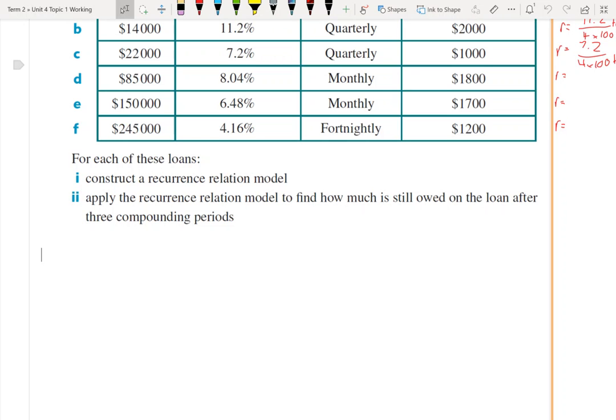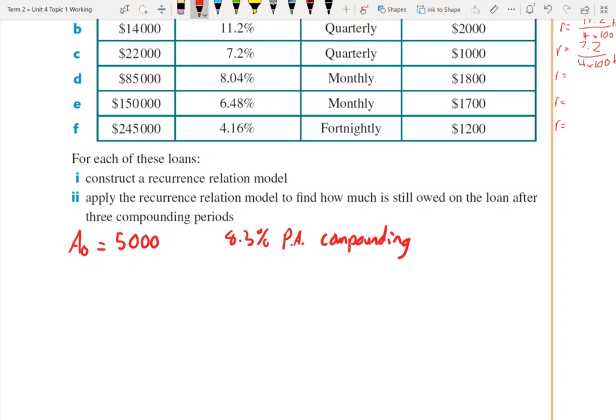Let's say your principal, we'll use the correct term, your A0 term. This is how much your loan is originally for. Let's say $5,000. Your interest rate is 8.3% per annum, compounding, let's say monthly. And this is for, I don't know, let's do three compound periods.